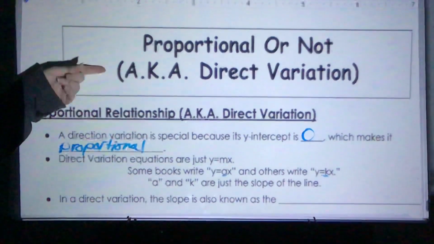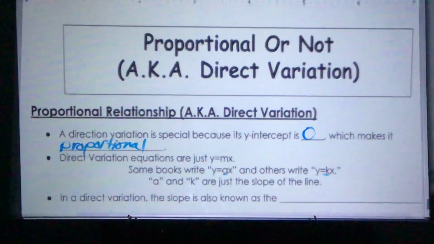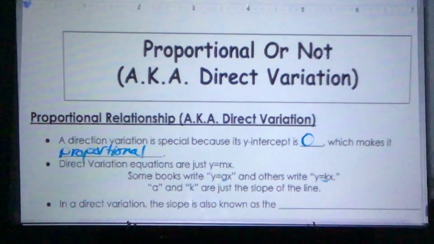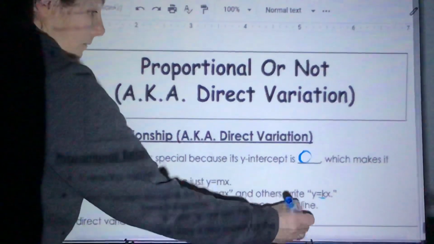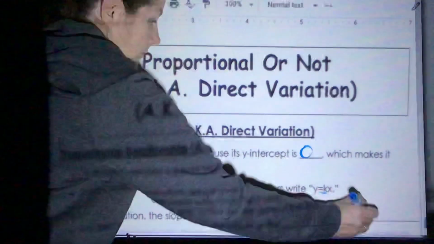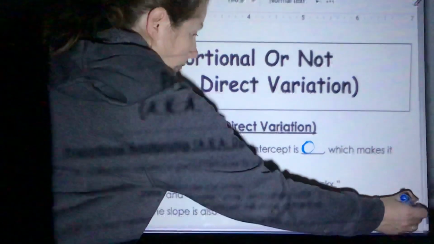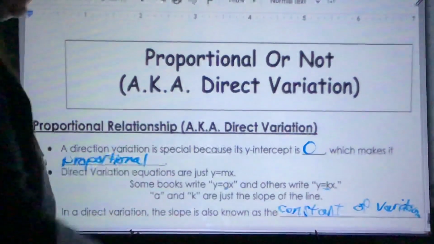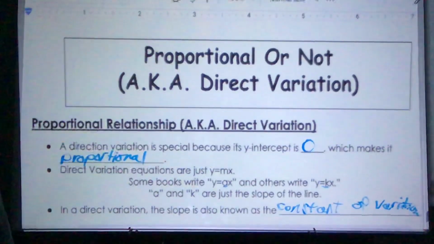In a direct variation, the slope also has a special name. Because these equations are so special, or they think they're so special because they have a y-intercept of 0, they also have a fancy name for their slope, and that is called the constant of variation. So if you ever hear someone say constant of variation, it means the same exact thing as slope.